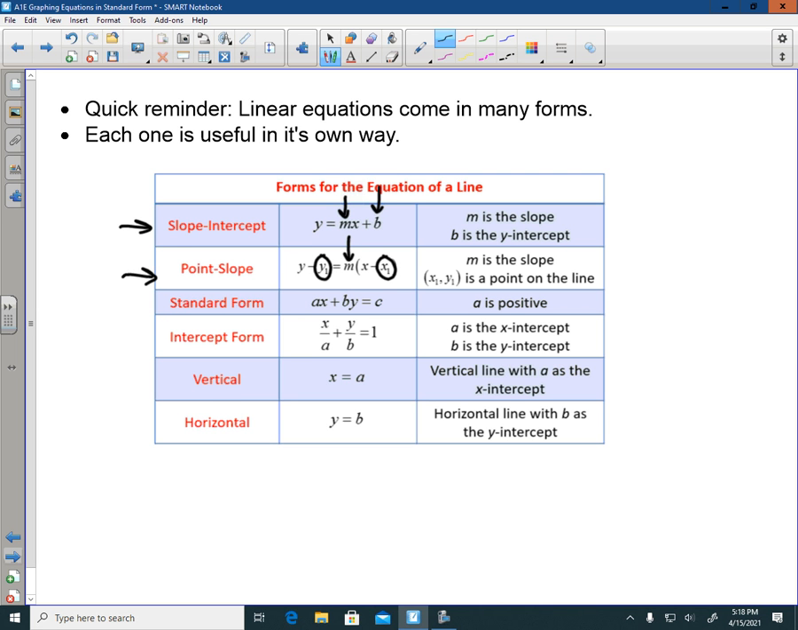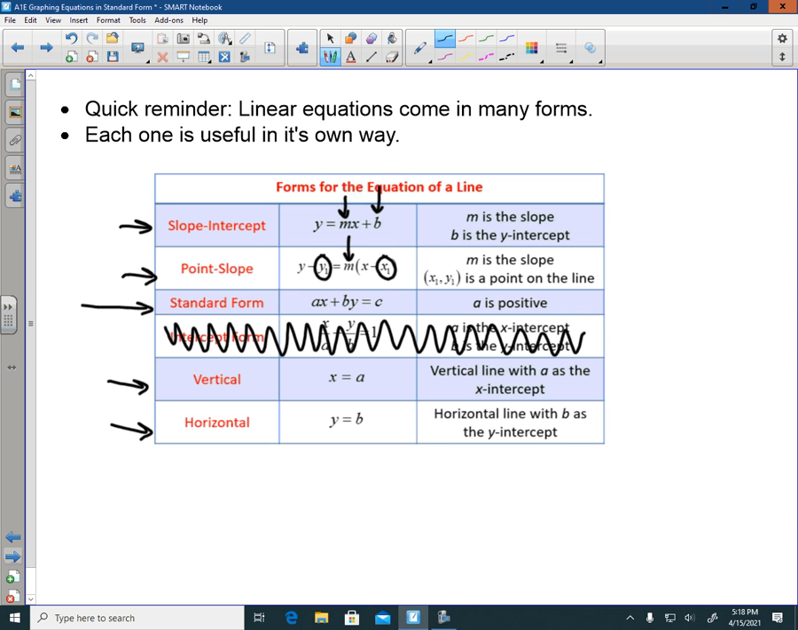The standard form is what we're going to be looking at today, and how we can be clever to graph lines in standard form. We don't talk about the intercept form. Then, of course, there's the vertical form, x equals some number, and horizontal form, y equals some number. And those were the things we talked about a couple of lessons ago. So we're going to be tackling slope-intercept and point-slope at some point. But today, we're going to take on a clever way of graphing standard form equations.